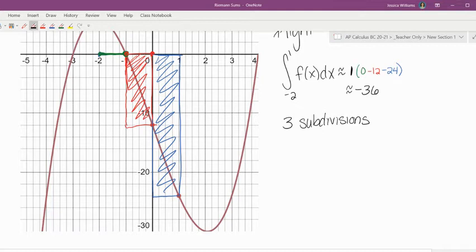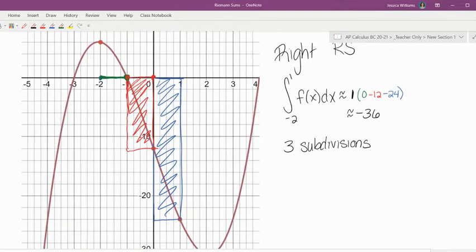Is it a good approximation? No. Look at all of this excess negative area. This is excess negative area, and none of this positive area was taken into account. So I think negative 36 is much too low.